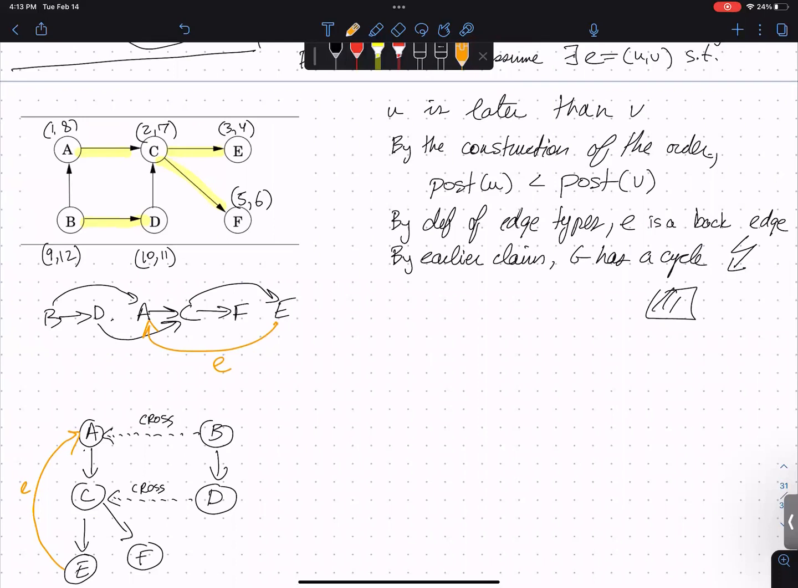Other questions? Yeah. Say it again. How do you tell, like how to construct the ordering?